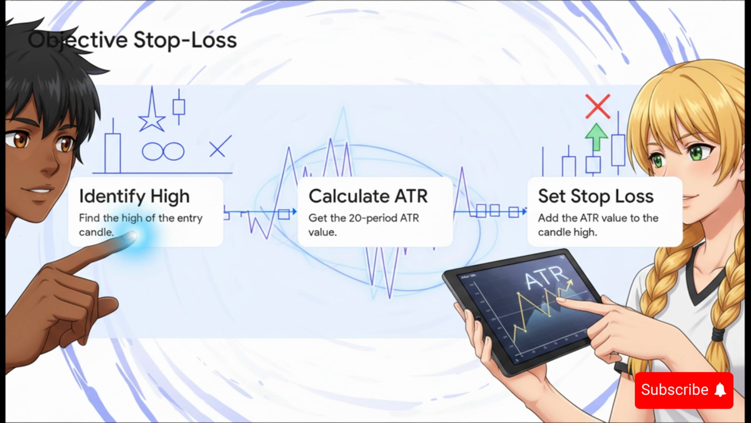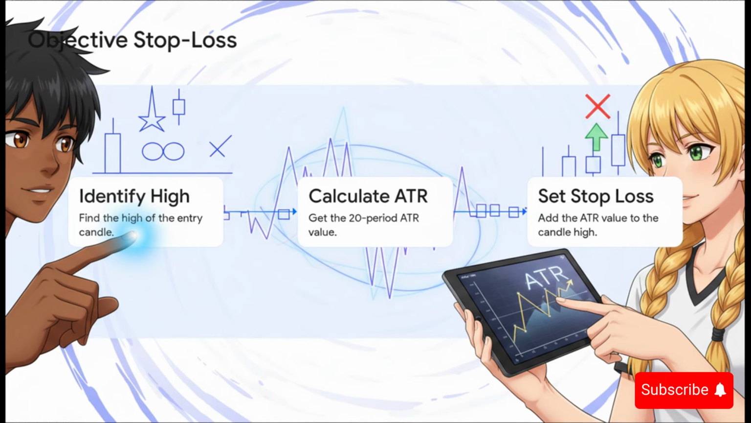You know you want to short, but where exactly does that stop loss go? Listen, you do not just guess. Step 1. Identify the exact high price of your entry candle. Step 2. Pull up a 20-period average true range, or ATR, indicator to measure the market's current volatility. And Step 3. Simply add that ATR value directly to the high of your candle.